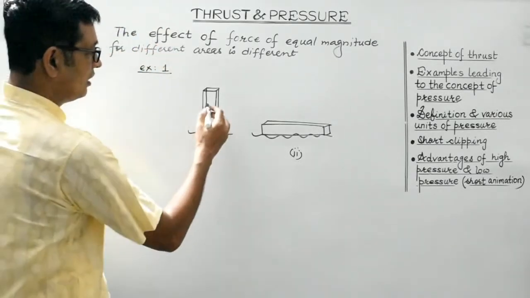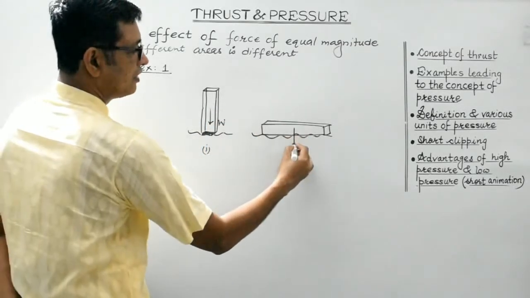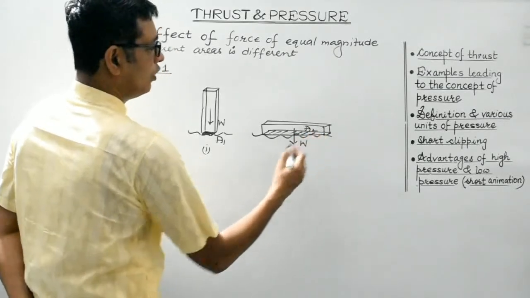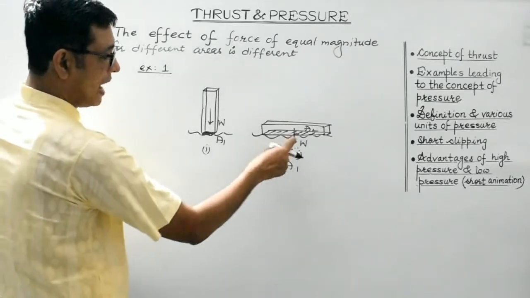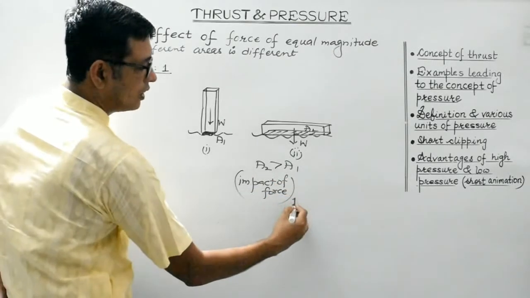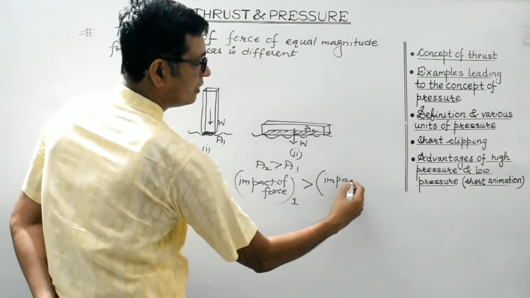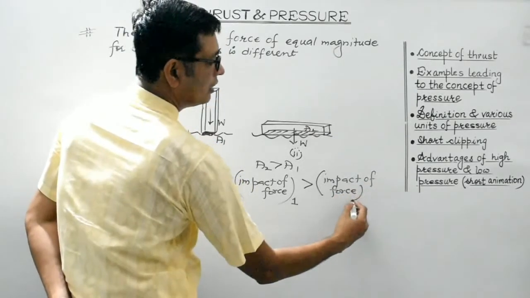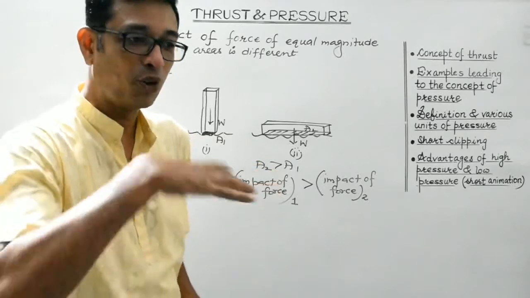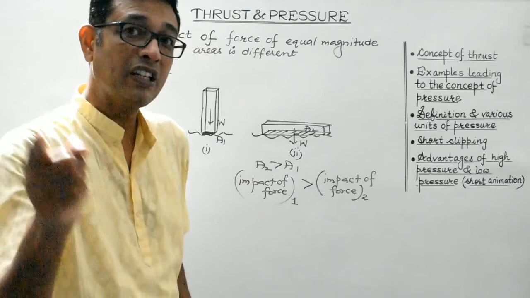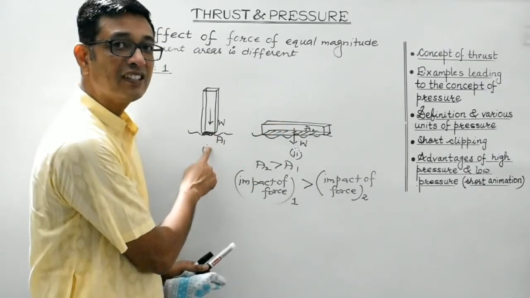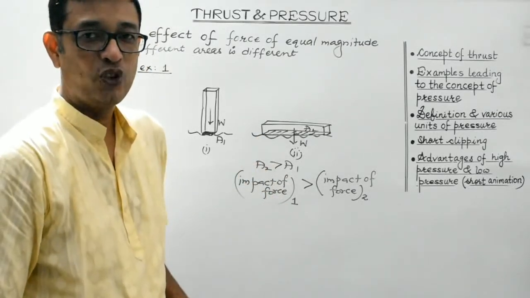Similarly, in both the cases, the force is the weight. But here, suppose this is area A1 and this is area A2, the area of contact. Obviously here A2 is greater than A1. But the impact of force in case 1 is found to be greater than the impact of force in case 2. Understood, students? I am not talking about the force. In both the cases, the force exerted by the body on the loose mud is the same. But I am talking about the effect of force, or the impact of force. Impact of force in this case is greater as compared to this case. Here the area of contact is smaller. Here the area of contact is larger. Right? You can consider other cases.